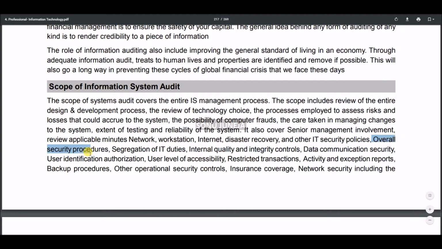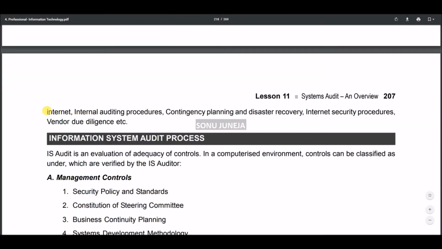Overall security procedures, segregation of information technology duties, internal quality, internal controls, data communication, user identification, authorization, user level of accessibility, restricted transaction activity and exception reports, backup procedures, other operations, security control, insurance coverage, network securities including the internet, internal auditing procedures, contingency plan, disaster recovery, internet security procedure, vendor due diligence.